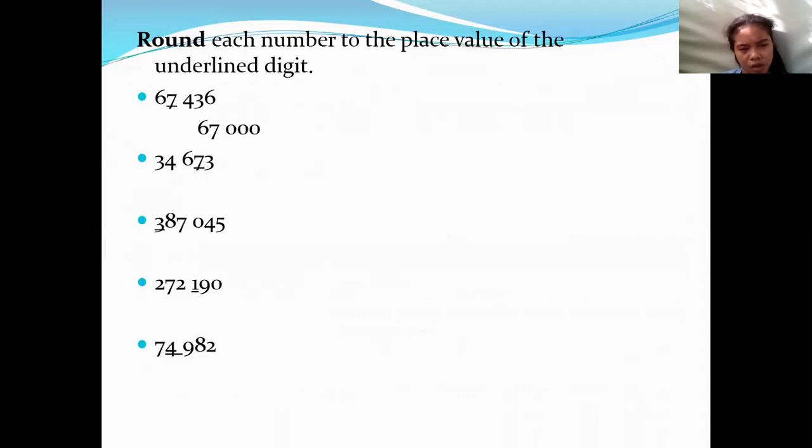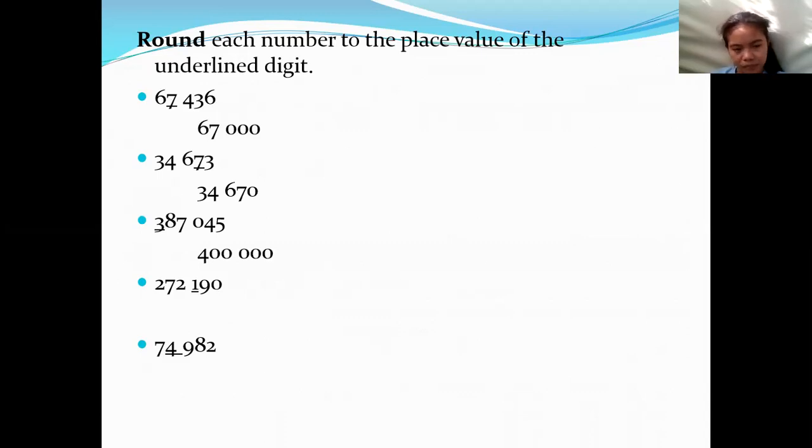34,673. The underlined digit is 7. Next to 7 is 3. So we are going to retain the number. Then copy the number in its left and make the number to its right 0. So we have 34,670. Next, 387,045. The underlined digit is 3. So what number is next to 3? We have 8, right? So we are going to add 1. It will become 4. Then make the numbers to the right 0. That's 400,000.